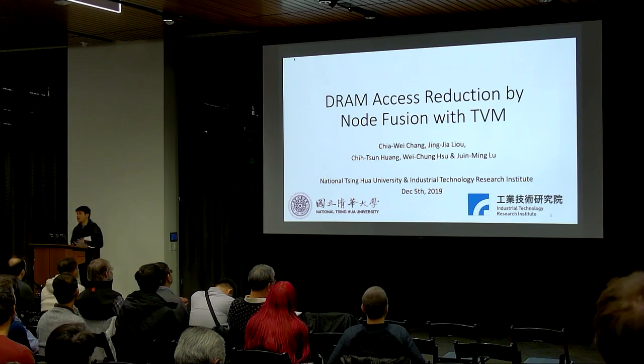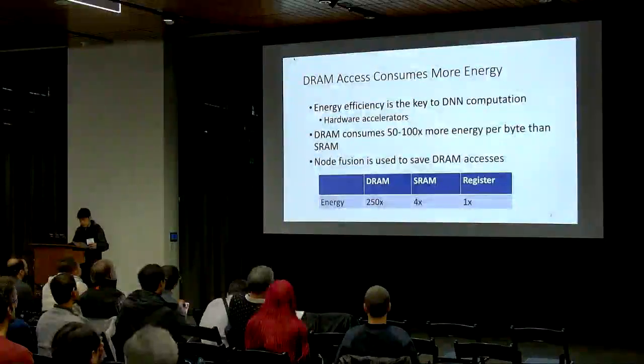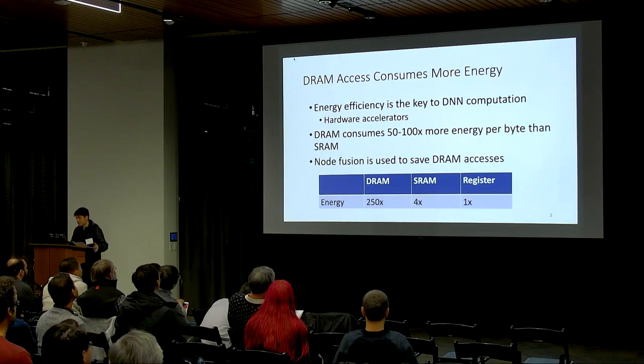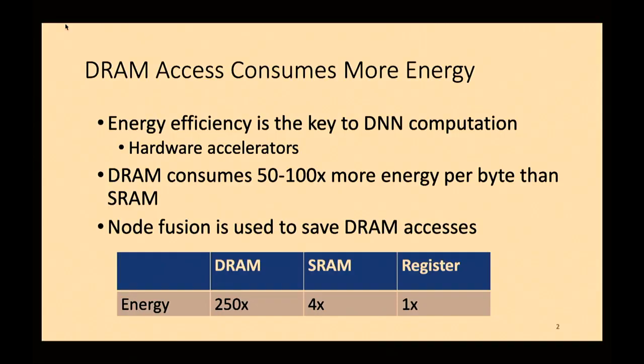Okay. Hi, I'm Jeong from Tsinghua University. I'm going to introduce DRAM access reduction by node fusion with TVM. This research is co-worked with E3. So here is the motivation. For mobile and cloud applications, energy efficiency is one important factor for DRAM computations, especially for hardware accelerators. To save energy consumption, the simplest way is to buffer the data in SRAM as much as possible. Because a typical DRAM access costs 50 to 100 times more than SRAM.